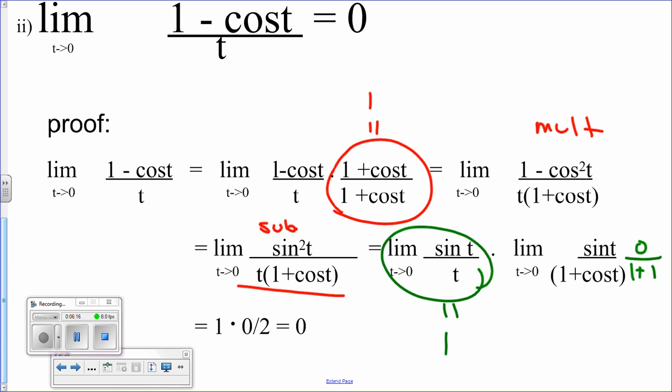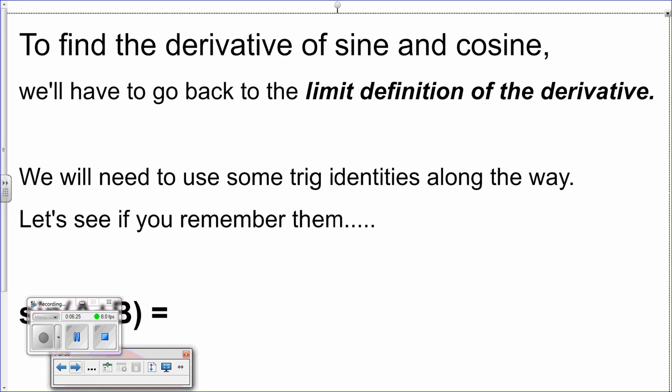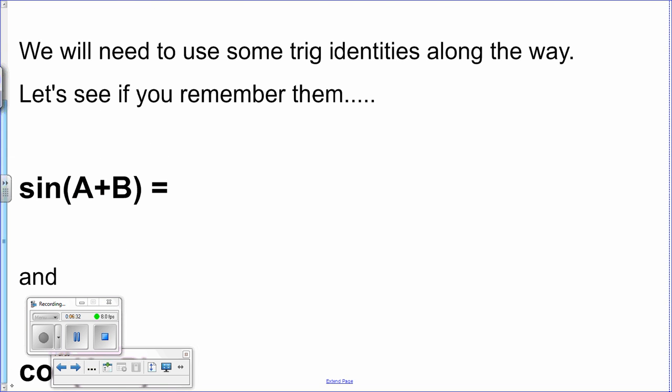So we need these two limits, and I'll show you why. Because when you want to know what the derivative of a new function is, you got to go back to that limit definition of the derivative. Oh, we're also going to need to know some trig identities. I'm just throwing it out there.